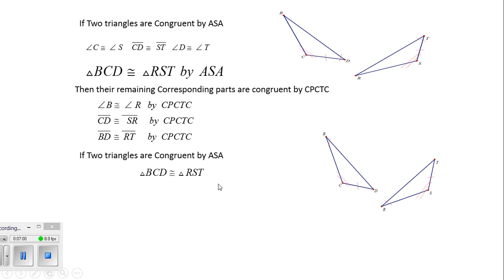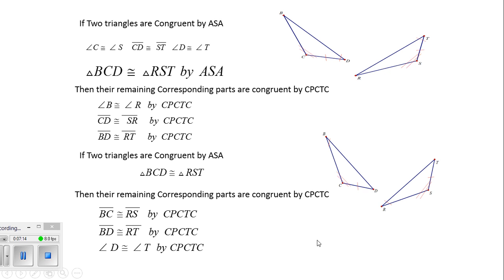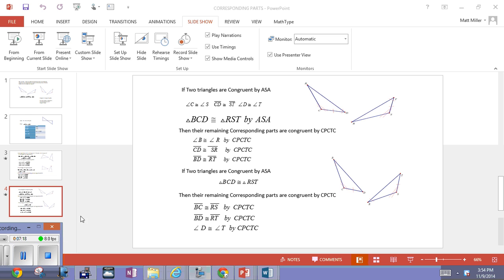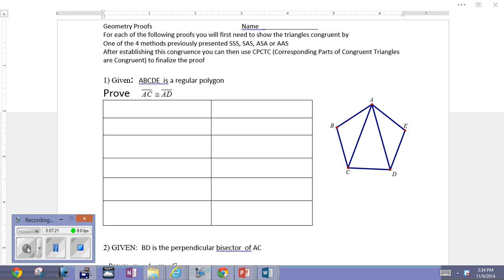Whenever we have two triangles congruent, not only are they congruent by the three pieces used to establish the proof, but the remaining parts are also congruent on the basis of corresponding parts of congruent triangles are congruent. So we'll look at a couple of proofs on that. You're going to have a couple of proofs here. These are the exact same proofs that we've looked at before. But here's what we're saying.